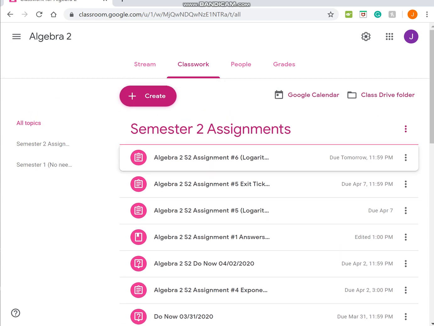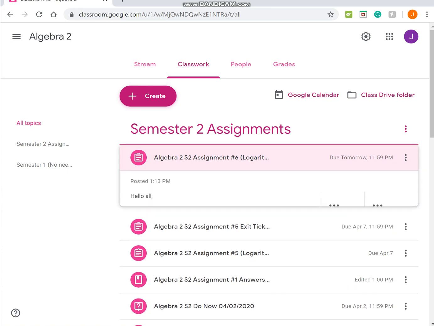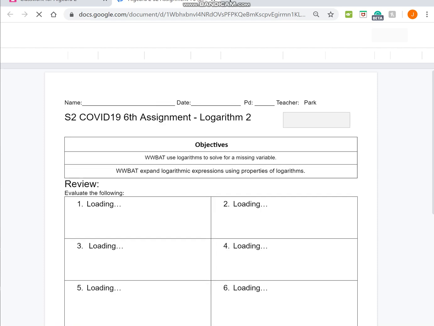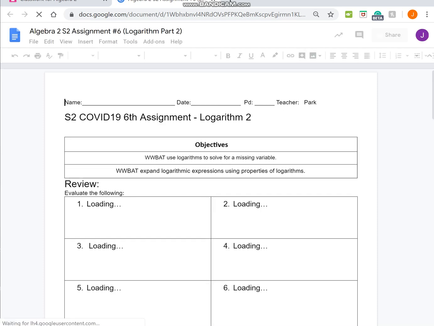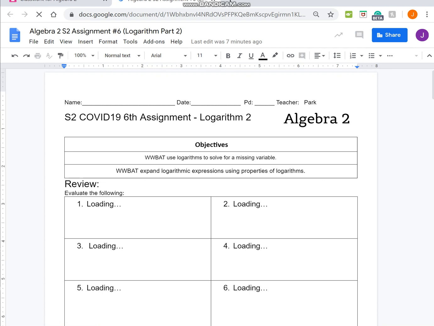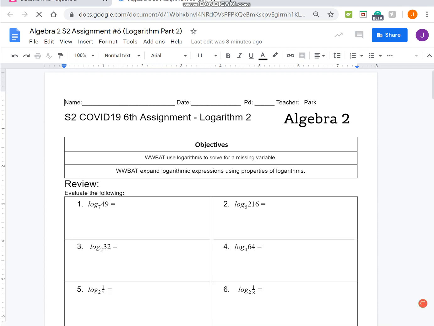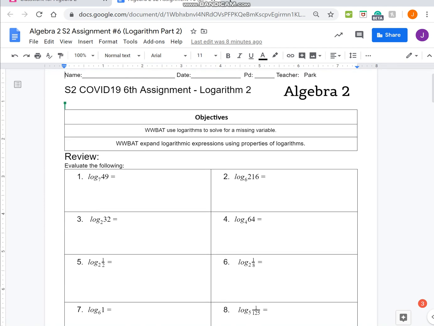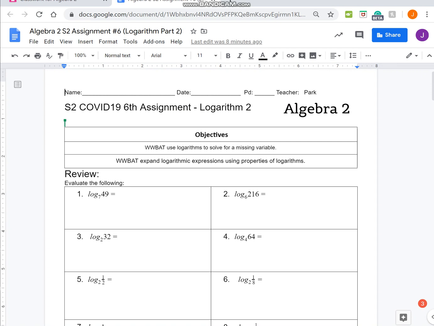So today in this video, I'm going to explain about the logarithm part 2. So when you click on the assignments, it's going to generate your own assignment. And this particular assignment is about these two objectives. One, use logarithms to solve for missing value. And two, expand logarithmic expressions using properties of logarithms. So we're going to talk a lot about the properties of logarithms in this assignment. But we're going to start off this video with the review.